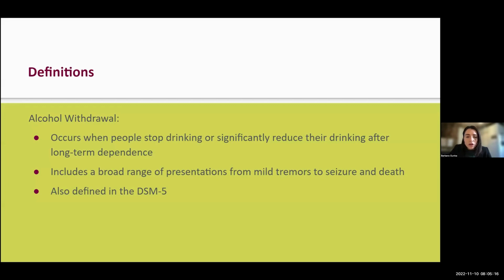Next slide. Alcohol withdrawal essentially happens when people stop drinking or significantly reduce their drinking after long-term dependence. I think most internal medicine physicians, or even people rotating through, would understand that there is a broad range of presentations from mild tremors to severe consequences like seizure and death. And this is also defined in the DSM-5.